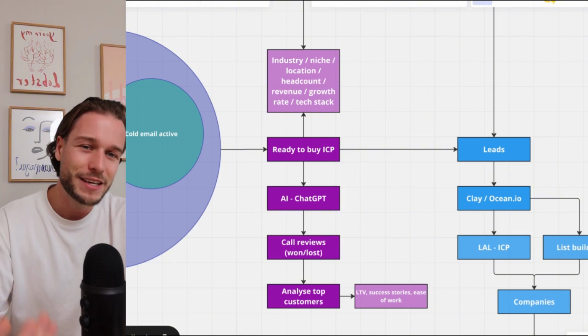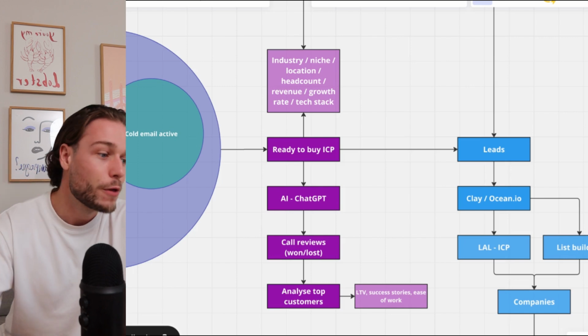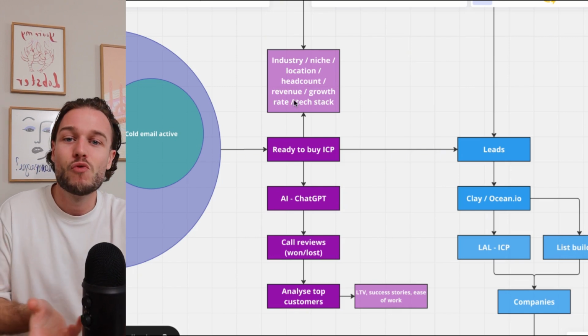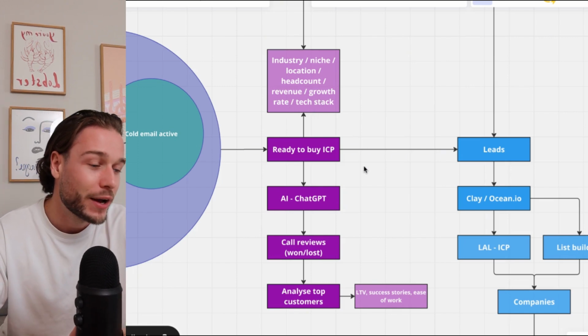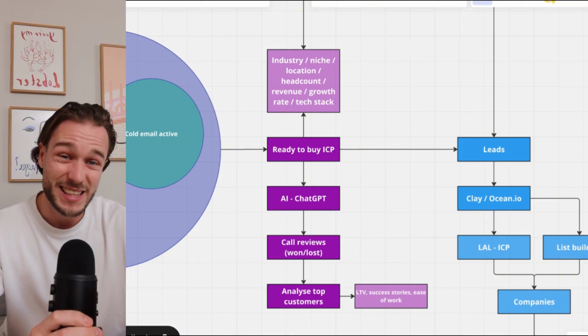And when we're actually defining your ICP, this is things like industry, niche, location, headcount, revenue, growth rate, tech stack. Any of these can be relevant to your ICP, and we're looking for all of these within the call reviews and with the research that we've done within the industry itself.